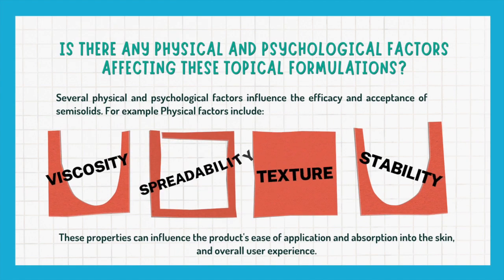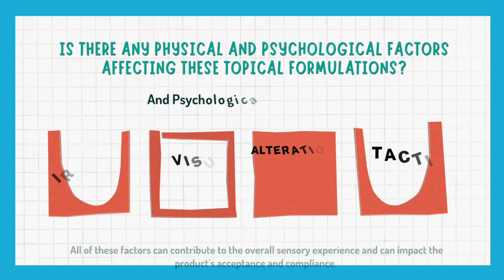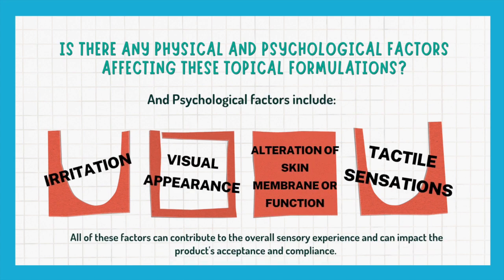Are there any physical and psychological factors affecting these topical formulations? Several physical and psychological factors influence the efficacy and acceptance of semisolids. For example, physical factors include viscosity, spreadability, texture, and stability. These properties can influence the product's ease of application and absorption into the skin and overall user experience. And psychological factors include irritation, alteration of skin membrane or function, visual appearance, and tactile sensations. All of these factors can contribute to the overall sensory experience and can impact the product's acceptance and compliance.